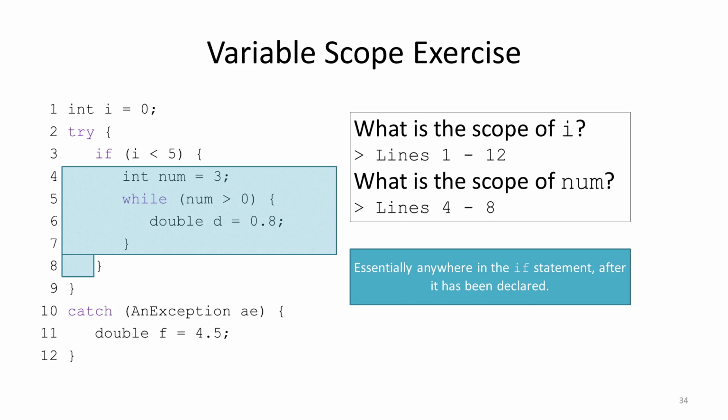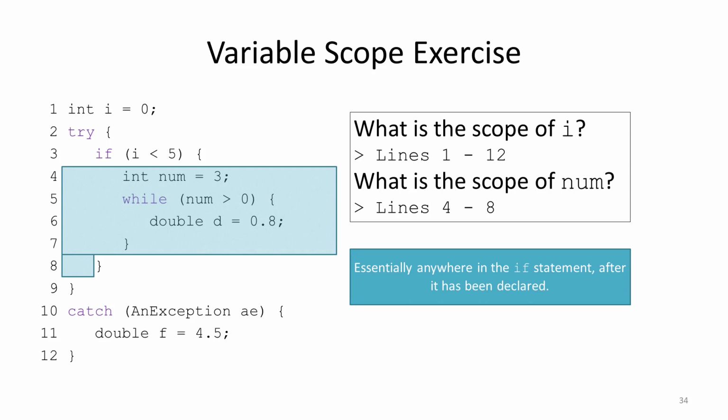You will not be able to use the variable num on line 9, 10, 11, 12, and you will not be able to use it after the closing curly bracket on line 8. So only inside the if. Essentially anywhere in the if after it has been declared. So line 4 is where it has been declared, but look at line 8. I have this small square indicating where it can be used, and that is the closing curly bracket of the if. Since num has been declared in the body of the if, therefore it can only be used in the body of the if.